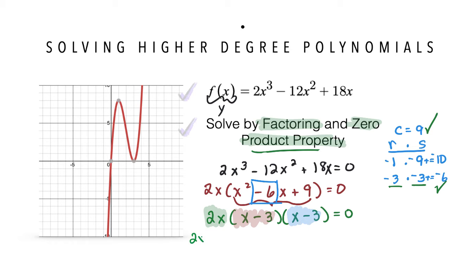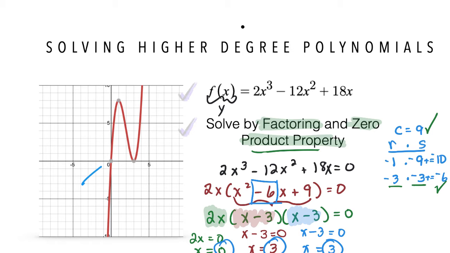Okay, 2x equals 0. Divide by 2, and we get x equals 0. Next one, x minus 3, we set equal to 0. Add 3 to both sides. x equals 3. And then the blue one there, x minus 3 equals 0. We add 3. x equals 3. And those are our three solutions to this polynomial.